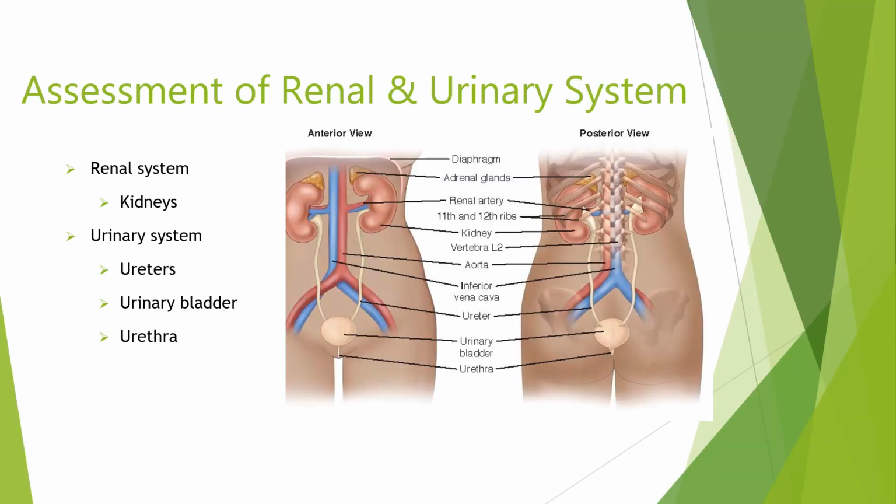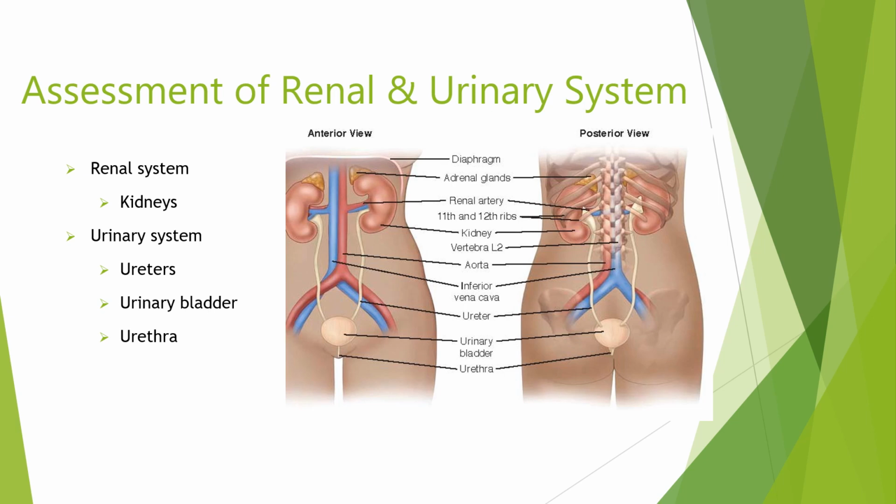Assessment of renal and urinary system. The renal system is composed of 2 kidneys. The urinary system is composed of 2 ureters, the urinary bladder, and the urethra. The 2 systems work together to help maintain homeostasis in the body. For example, urine is formed as blood is filtered through the kidneys. The bladder then provides storage, and the ureters and urethra act as passages for the urine to exit the body. Thus, the function of excreting waste from the body is complete.